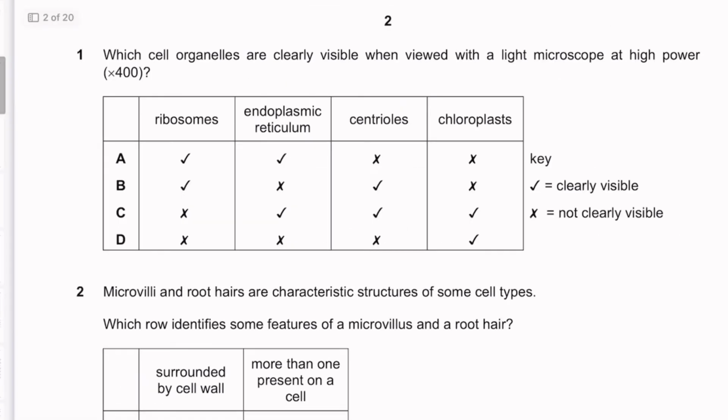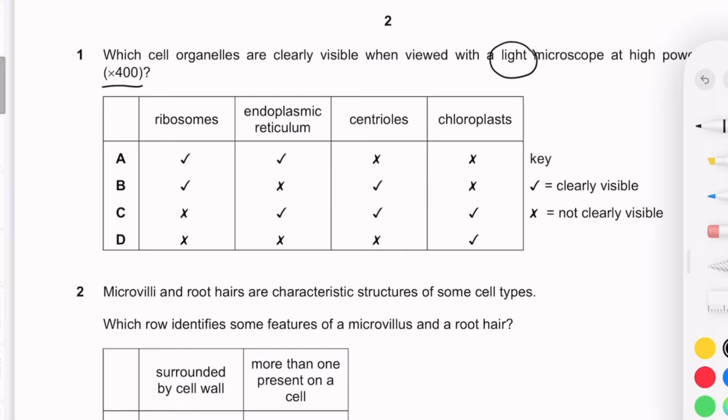Number 1. Which cell organelles are clearly visible when viewed through a microscope at a high power times 400? Okay, so times 400 power on light microscope. Remember, in a light microscope, the maximum possible resolution is 200 nanometers. Hence, the maximum distance between two separate points that you can visualize is 200 nanometers, and we know the sizes of each of these structures.